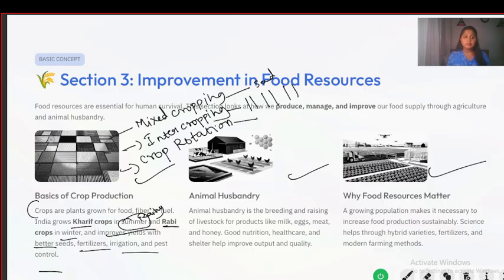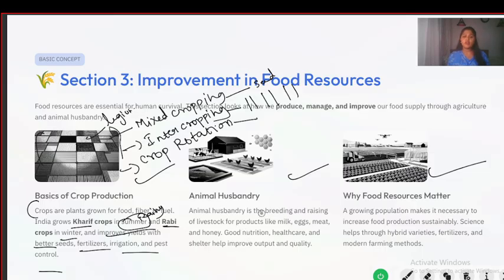Now for example, if paddy is grown in this field, the next season the paddy won't be grown. Here legumes will be grown, so that the increase of nitrogen happens. So that is how crop rotation is also done to improve the yield.